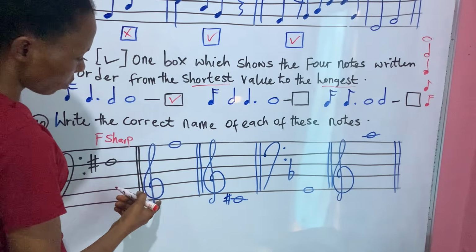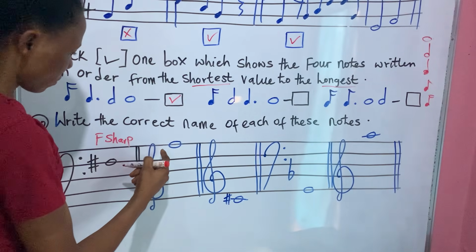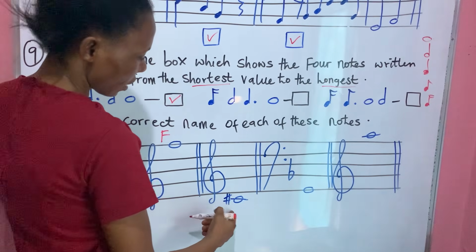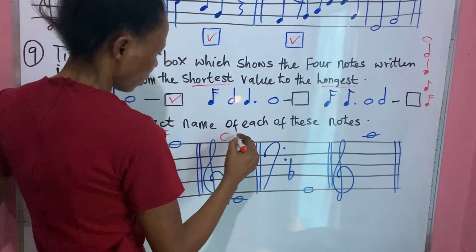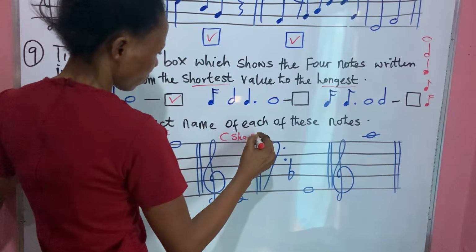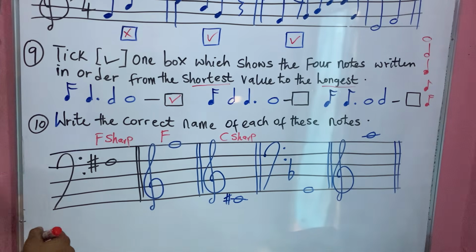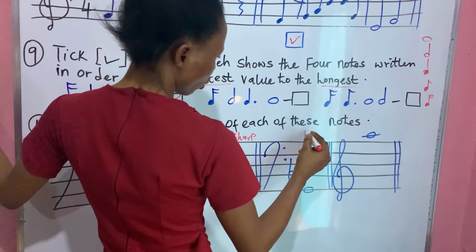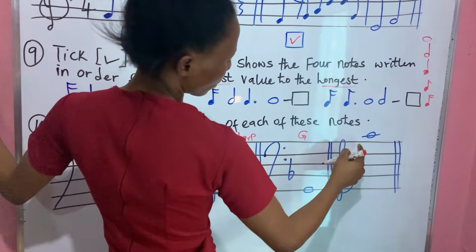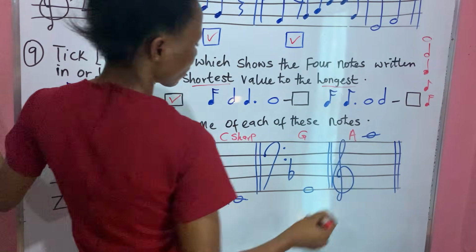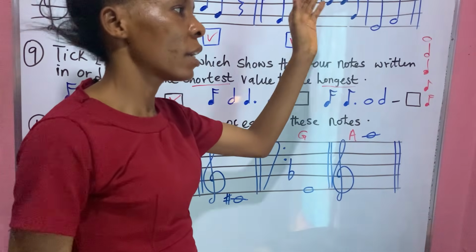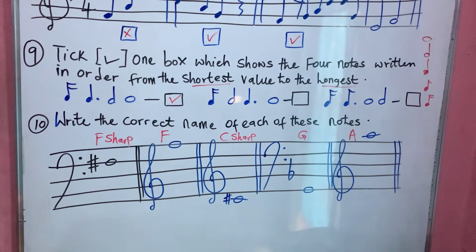The answer to this one is F. The answer to this one, ledger line 1, is C sharp. The answer to this one is G. And the answer to this one is A. As for this, this is the first ledger line above the treble clef, which is A.